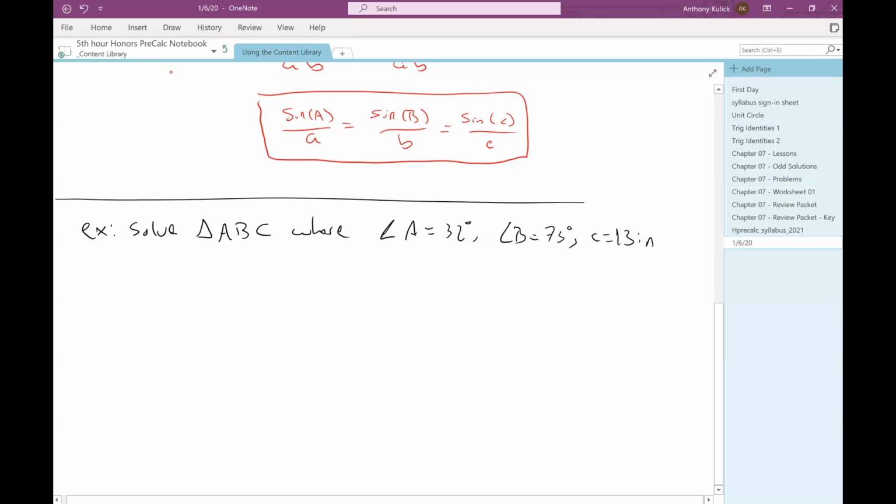So a typical question for this chapter might look something like this, where I ask you to solve triangle ABC, where angle A is 32 degrees, angle B is 73 degrees, and side C is 13 inches. When I start a problem like this, typically I like to start by drawing a picture and labeling my parts. So I know that angle A is 32 degrees, angle B is 73 degrees, and side C is 13 inches.